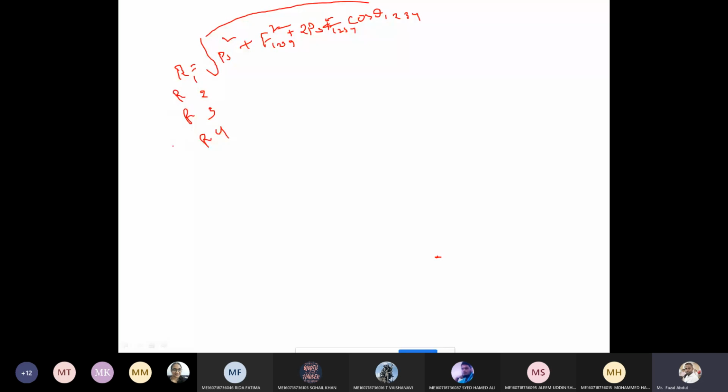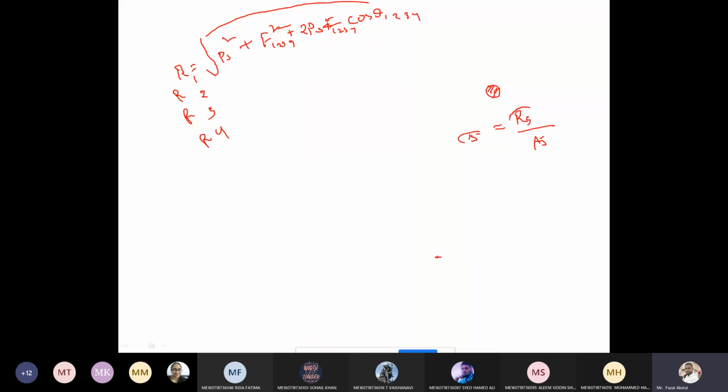Now this resultant force causes the shear stress on each rivet. How much is the shear stress? The rivet has a circular cross section, and due to the eccentric loading and direct loading, shear stress is generated. So shear stress is equal to shear load divided by shear area.